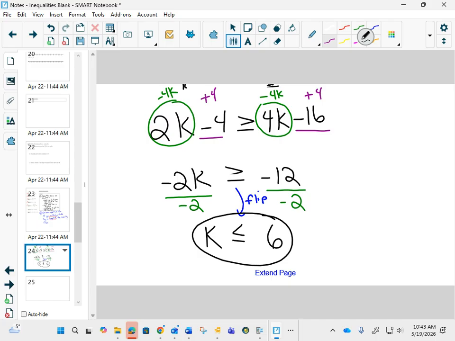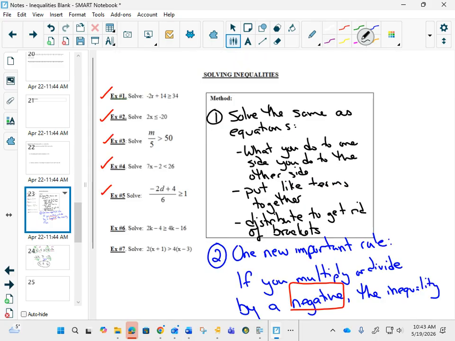And we've got one example left to do together. I'm going to get you to start it. I'm going to give you the first step.